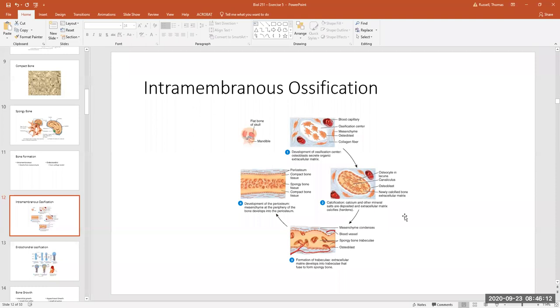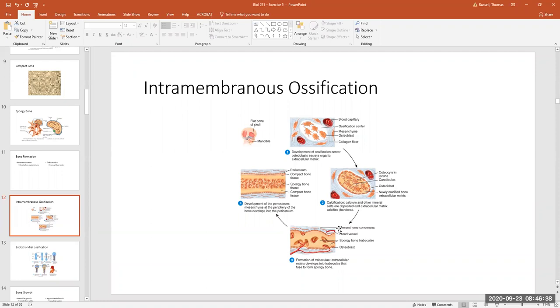Ossification is the formation of bone. So obviously, ossification is going to involve ultimately calcification as well. So the osteoblasts then start laying down the calcium salts everywhere. And then that is what makes the bone hard. Actually deposited in all of that extracellular matrix, and the bone becomes hard.